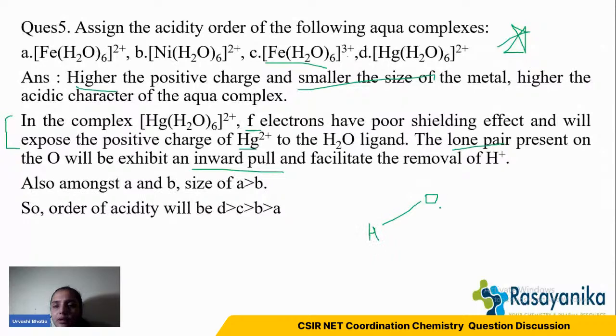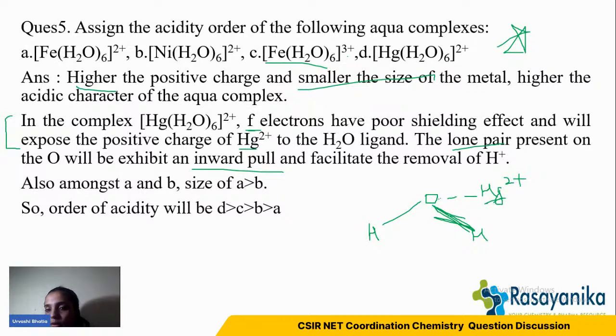See, if we make it like this, so this is Hg2+, right? So the f electrons which are present in this mercury are going to pull the electrons basically from the water, right? And this bond will become weak as mercury is going to pull the electron towards itself.